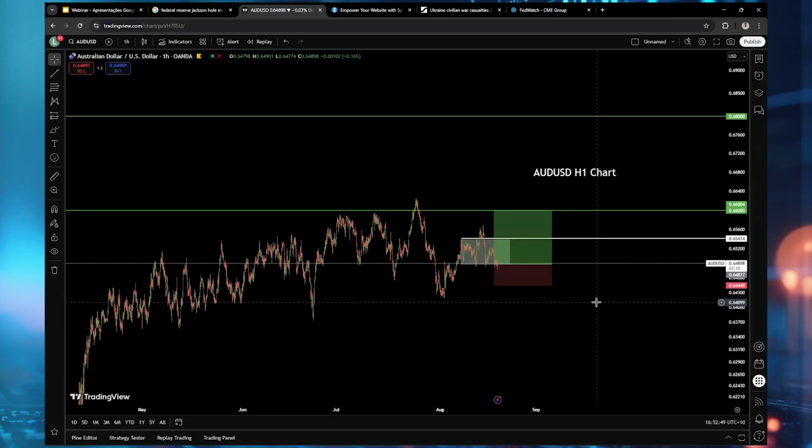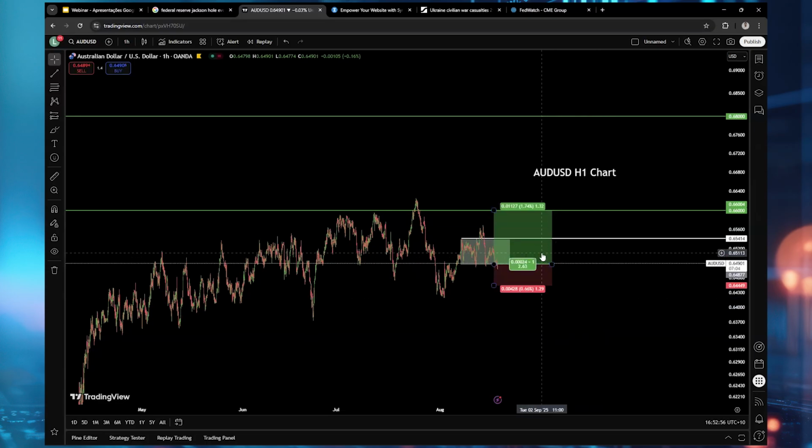Looking to target 66 cents first. And if you'd like to, you can target 68, but that's going to be a huge trade. Stop losses are 42 pips. Entry is right now 64,900. Stop losses are 42 pips, take profits 112 pips. This gives us a 1 to 2.6 risk reward.